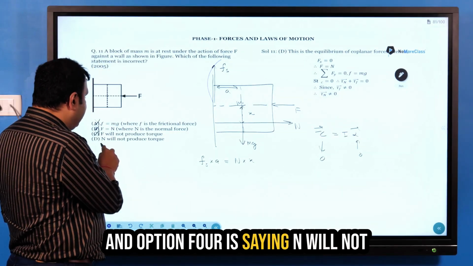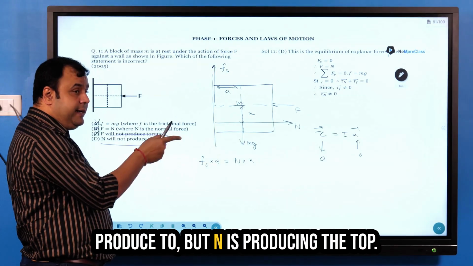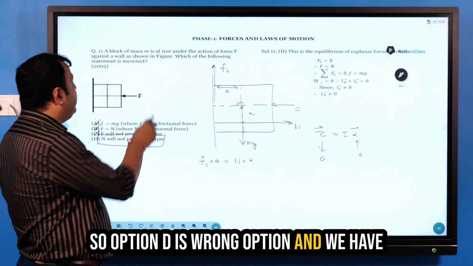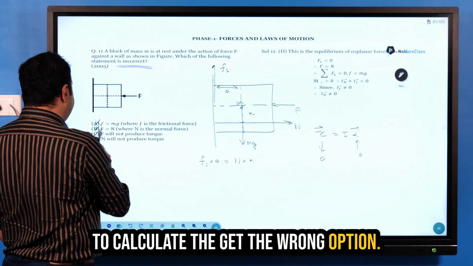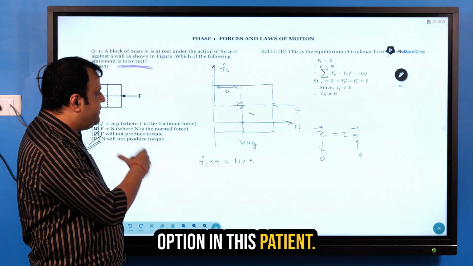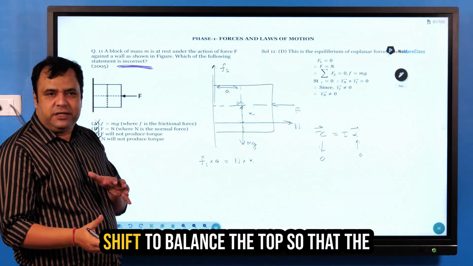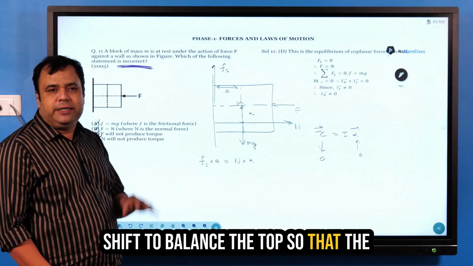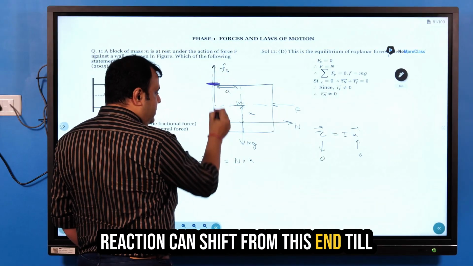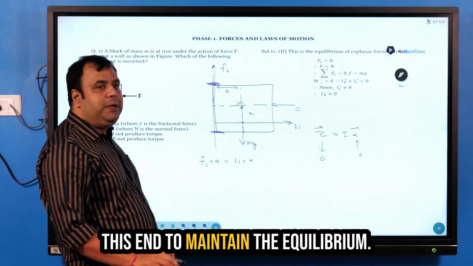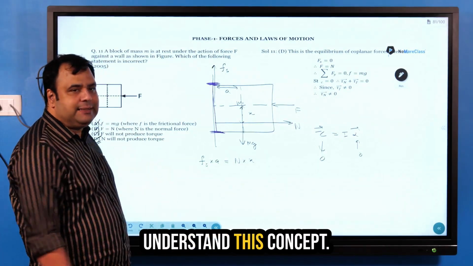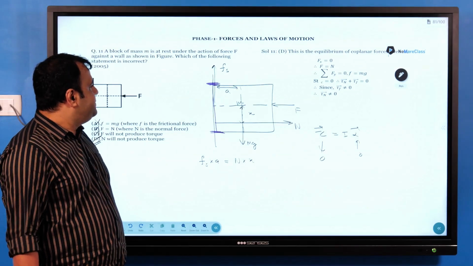Option 4 is saying N will not produce torque, but N is producing the torque. So option D is the wrong statement, and we have to pick the wrong option, so option D is the correct answer. In this question, we have seen how the normal will shift to balance the torque so that the system remains in equilibrium. The normal reaction can shift from this end to this end to maintain the equilibrium. I hope you understand this concept. It's a pretty nice concept. Thank you.